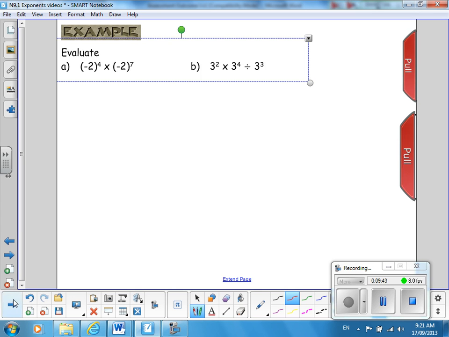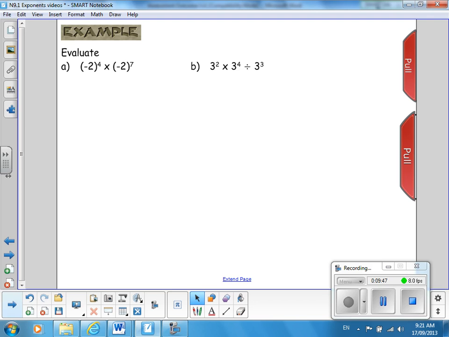Here it says to evaluate. And evaluate means actually find the answer. But before we go through and find the answer, we can use laws of exponents to simplify this. And maybe then it's an easier calculation. We don't have to use our calculator over and over again.